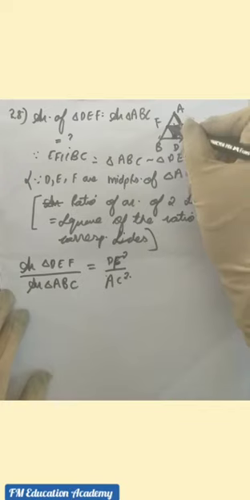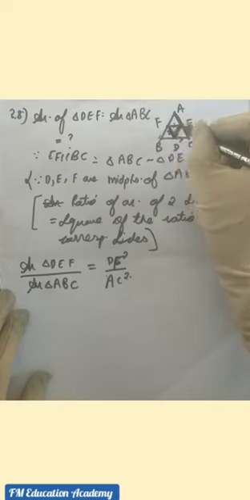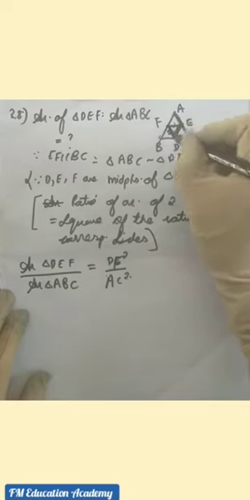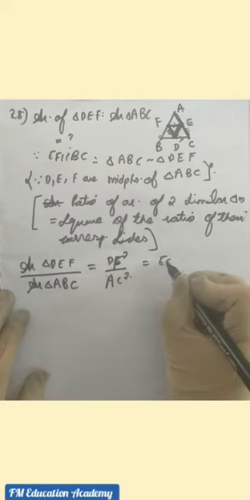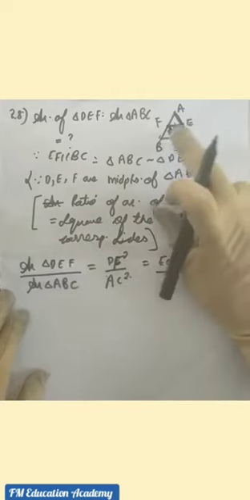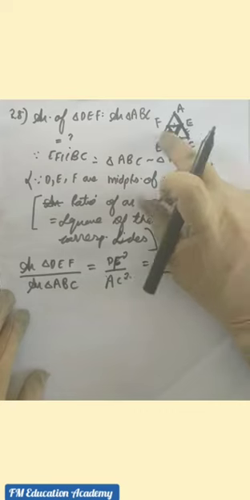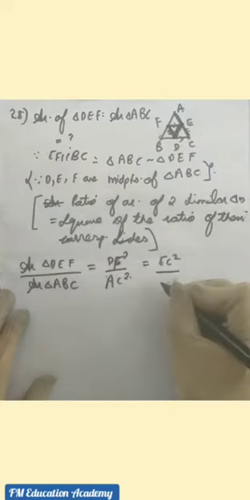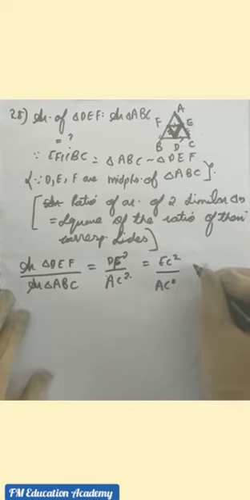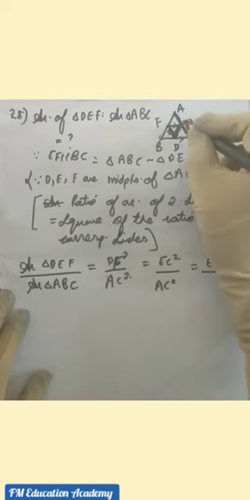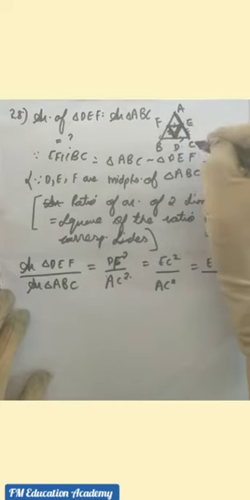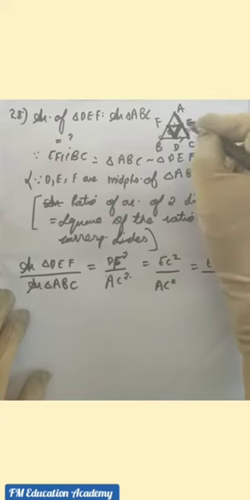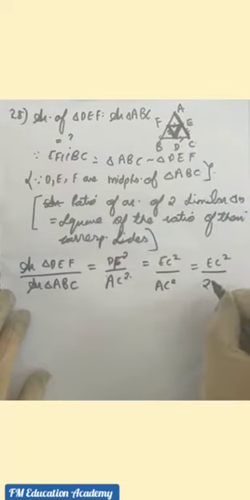Why are we taking DF? Because we know DF is parallel to EC and DF is equal to EC. So if DF is equal to EC, then instead of DF we can write EC. So that is EC square by AC square. Now what is AC? AC is nothing but AE plus EC, and AE is equal to EC. So AC is equal to 2 times EC. So instead of AC, I will write 2 times EC, whole square.